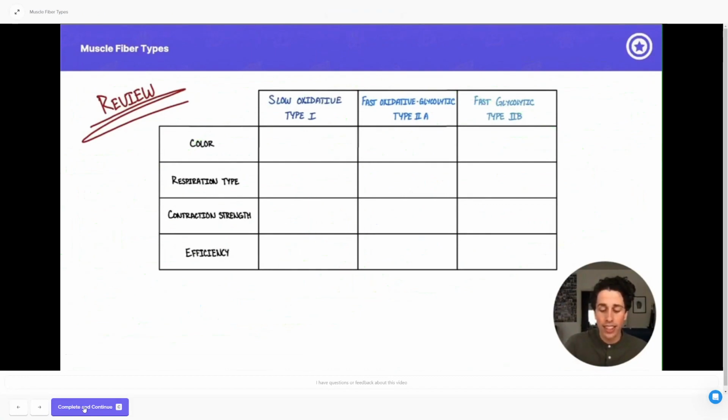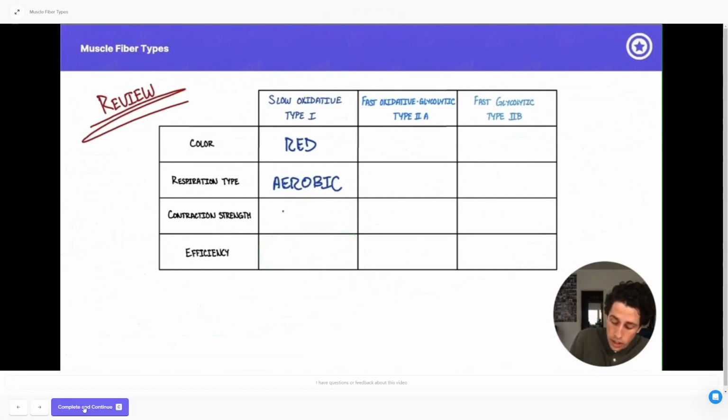So let's just write these in real fast. The color of these slow oxidative type 1 fibers is going to be red. Respiration type: this is going to have high levels of oxygen, so this is going to be aerobic. And the contraction strength of these is going to be fairly weak, but as we know, that's going to be a more efficient type of contraction.